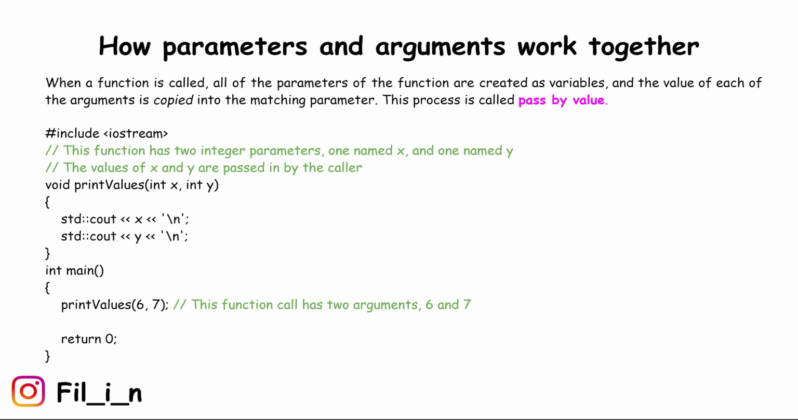This function has two integer parameters, one named x, and one named y. The values of x and y are passed in by the caller. void printValues(int x, int y). std::cout << x << '\n'. std::cout << y << '\n'. int main. printValues(6, 7), this function call has two arguments, 6 and 7.